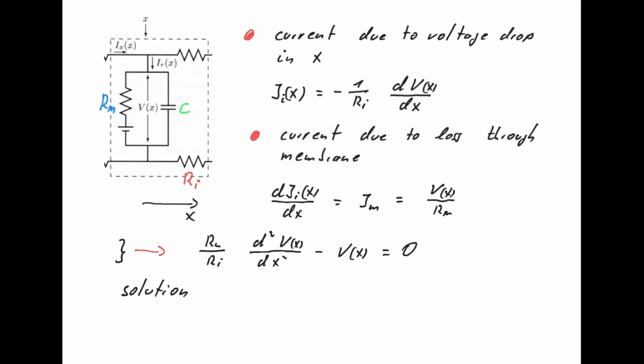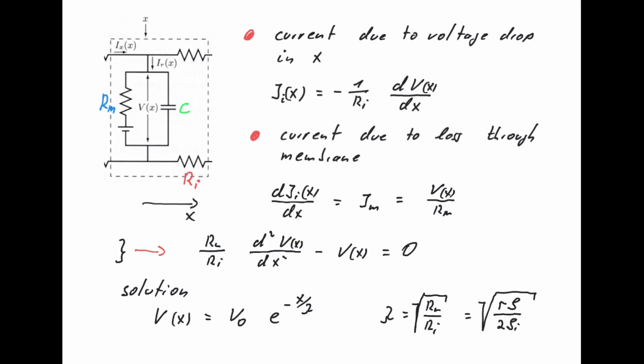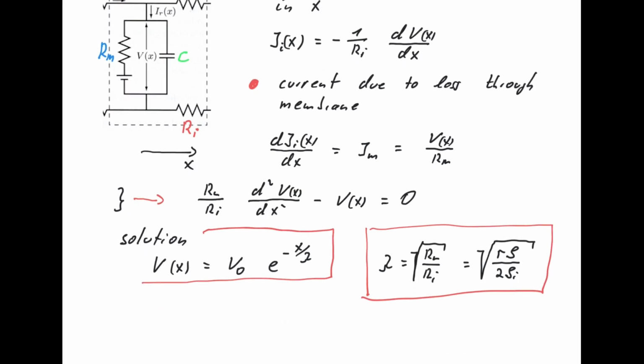Now, the solution of which is an exponential decay of the voltage, where V of x is equal to the starting voltage V0 e to the power minus x divided by lambda, where lambda is the square root of the membrane resistance divided by Ri.